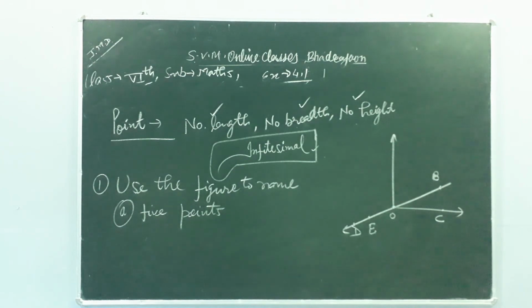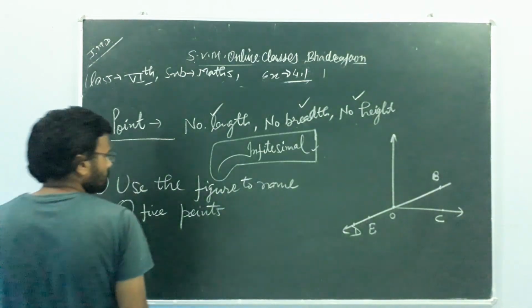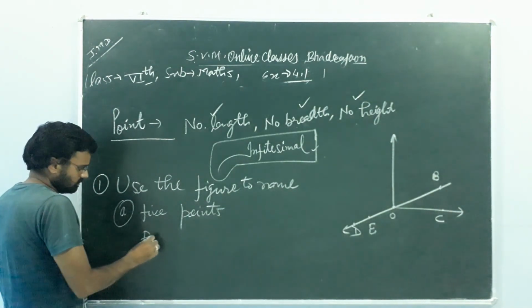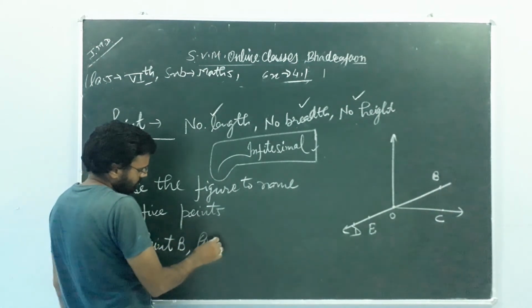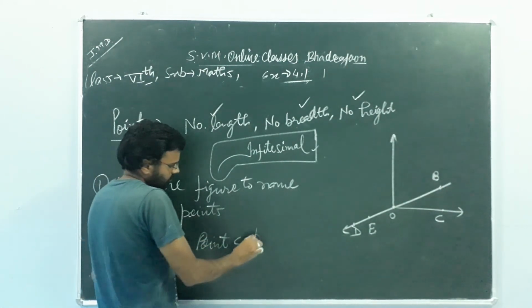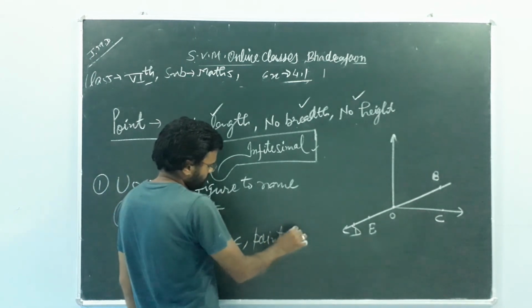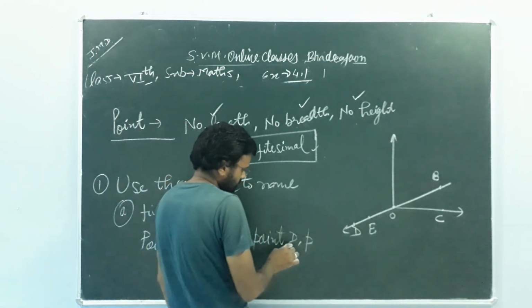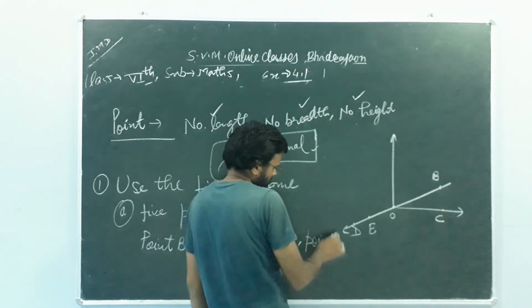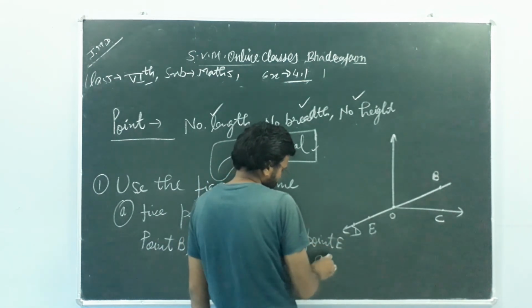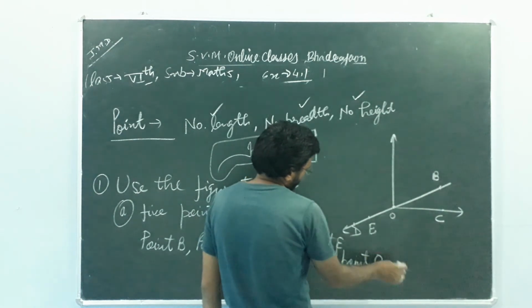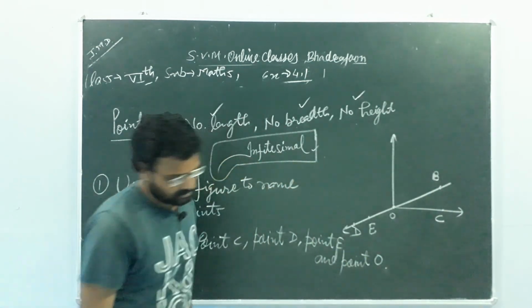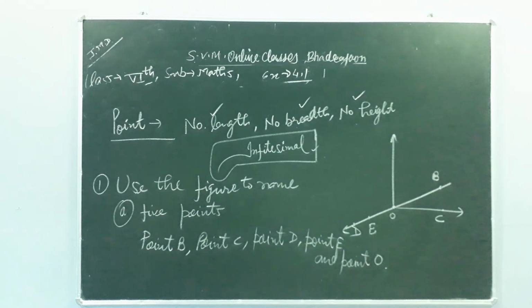So our first one is point B, point C, point D, point E, and point O. Okay, I hope you all got it.